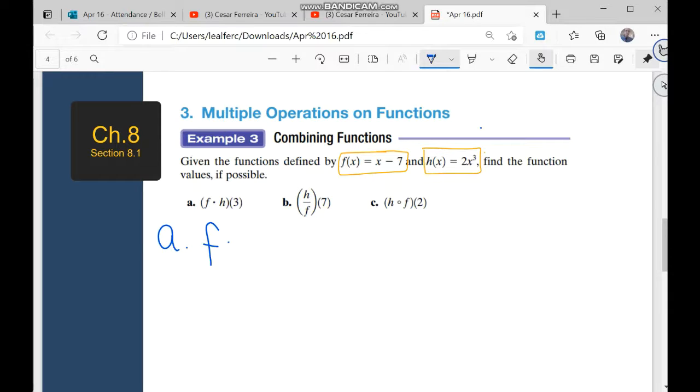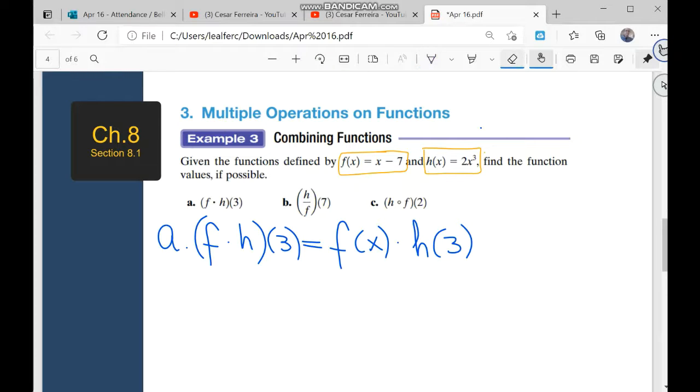f times h of 3. And the multiplication, you're just going to do like that. You will plug in x equals 3 into f. You're going to plug in x equals 3 into h. And find the answers, find the results. Make sense?